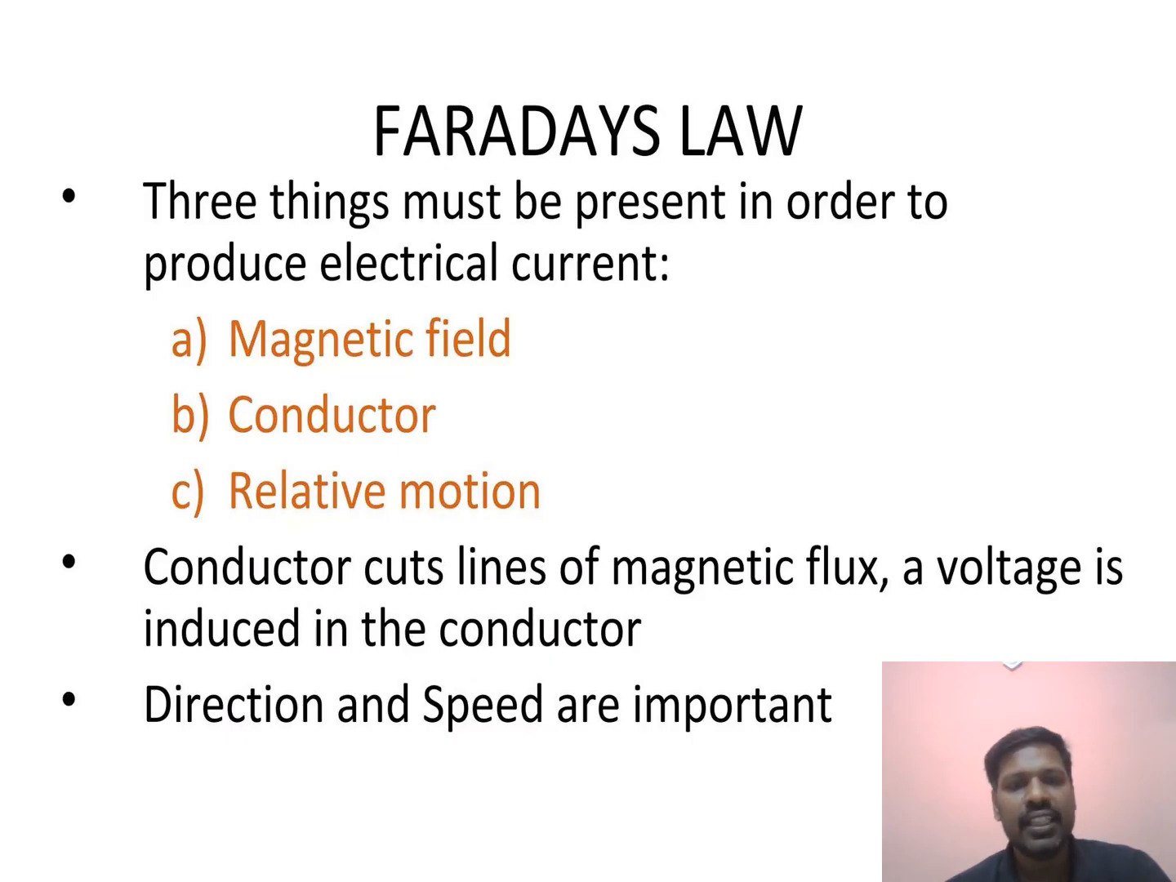Faraday's law and single-phase generation. To understand how AC is generated, recall Faraday's law of electromagnetic induction. Three things are essential to produce electric current by induction: a magnetic field, a conductor, and relative motion between the conductor and the magnetic field. When the conductor cuts the magnetic flux lines, a voltage is induced in the conductor, and the magnitude and direction of voltage depend on speed and direction of motion.